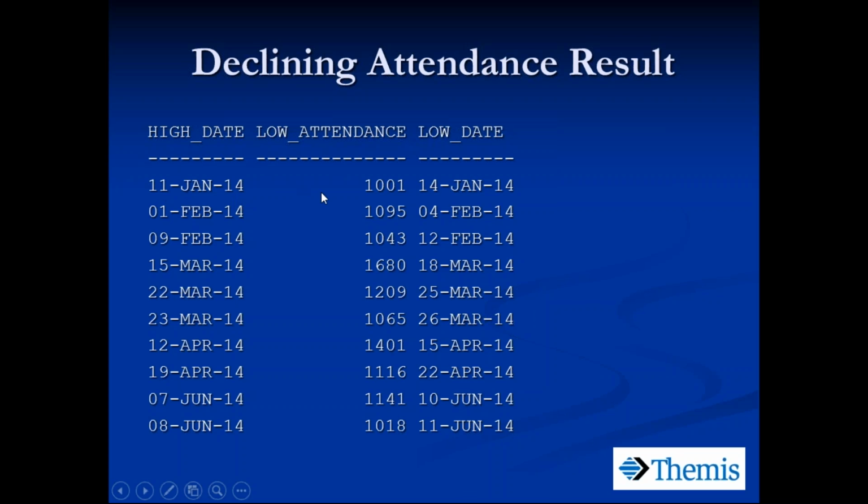And now I start looking for the pattern. What's the attendance on the 12th, the 13th, and 14th? Did I get 3 days in a row of declining attendance? And if I did, display that record, whatever's in the measures clause.